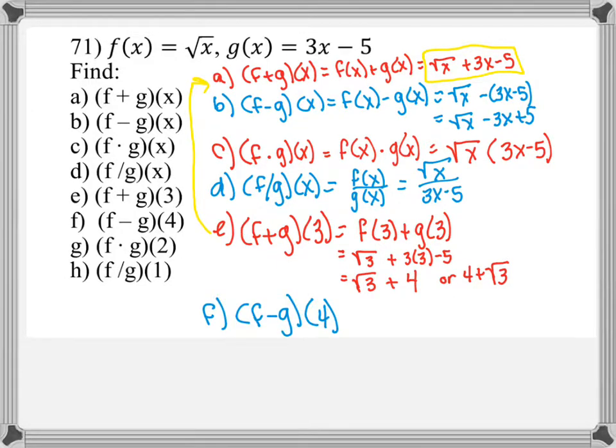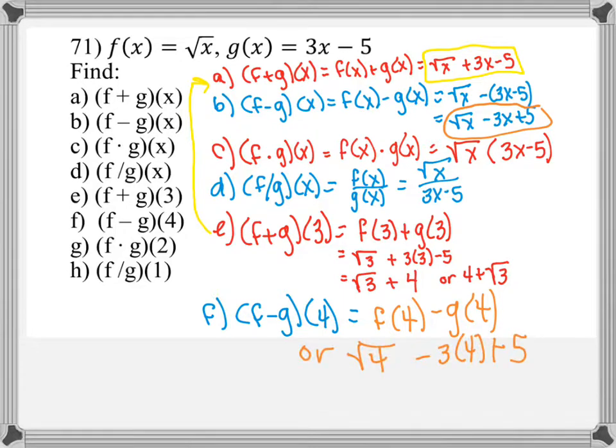F is looking for f minus g of 4. I can look at what we got in answer B, the square root of x minus 3x plus 5, or I could look at f of 4 minus g of 4 and calculate the square root of 4 minus 3 times 4 plus 5. This simplifies to 2 minus 12 plus 5, which is negative 5.